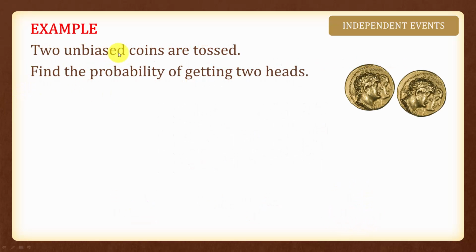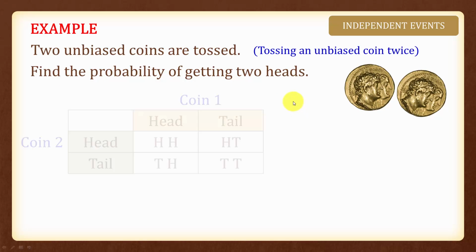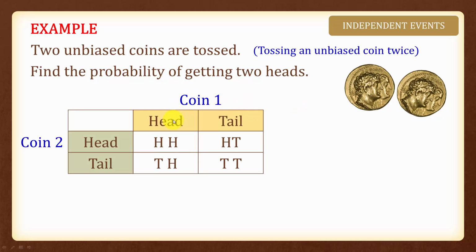In this example, two unbiased coins are tossed. Tossing two unbiased coins is the same as tossing an unbiased coin twice. The probability for these two will be the same. We are asked to find the probability of getting two heads. Now let us use a possibility diagram to help us answer this question. For coin 1, the possible outcomes are either a head or tail, and similarly for coin 2. And the possible final outcomes are head-head, head-tail, tail-head, or tail-tail.